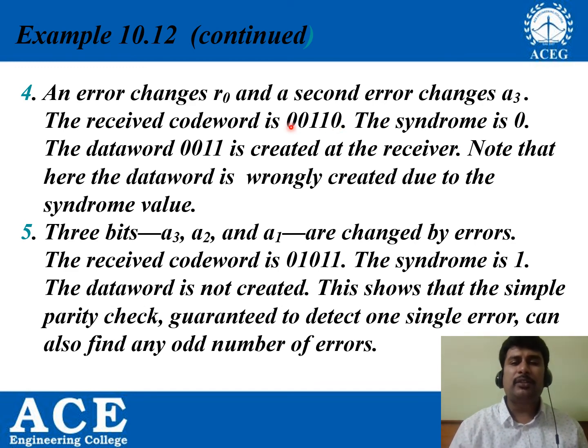Now when you try to calculate the syndrome, 2 bits have changed. Now what is the problem here? The syndrome of an even number of ones is 0. So if you calculate the syndrome, it is 0, and for even parity the syndrome is 0, and we feel that the data is correct. And with this wrong perception, what happens? We try to remove the redundant bit and extract the data word.